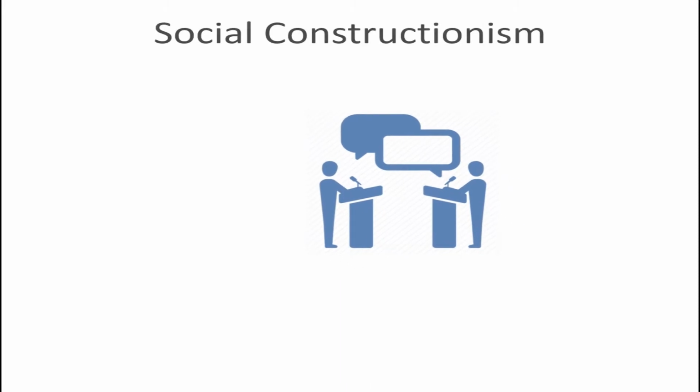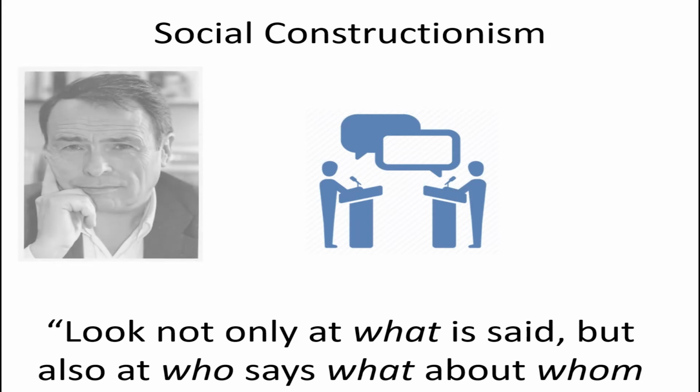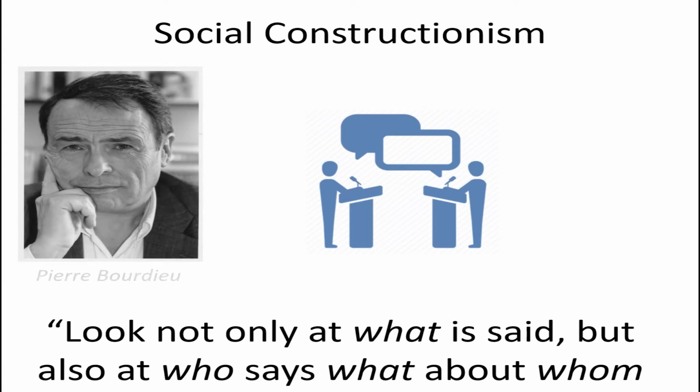Key question, right? It's look not only at what is said, but also at who says what about whom. This was famously stated by Pierre Bourdieu. And basically, what it's asking you to do is, when you're asking if something is true, you should ask, in whose interest is it that we believe it to be true? Who benefits in us believing such a thing to be true? And to answer such questions, we're invited to consider the dynamics of power as they operate in society.